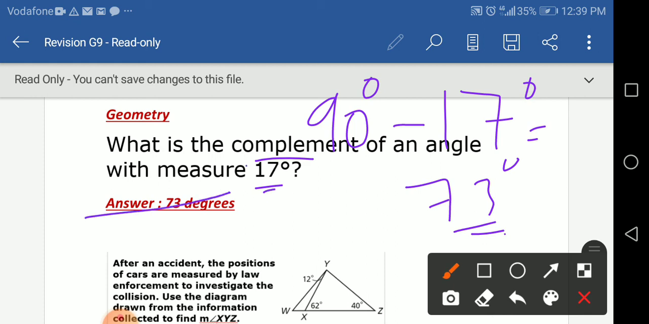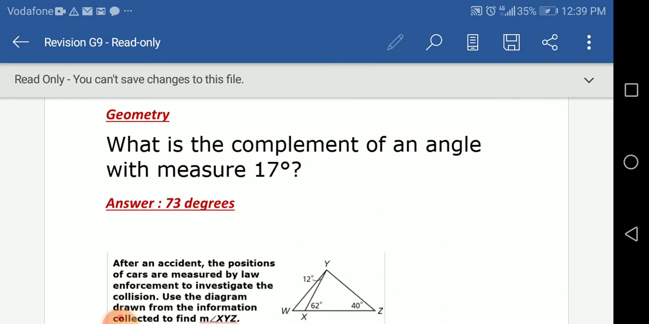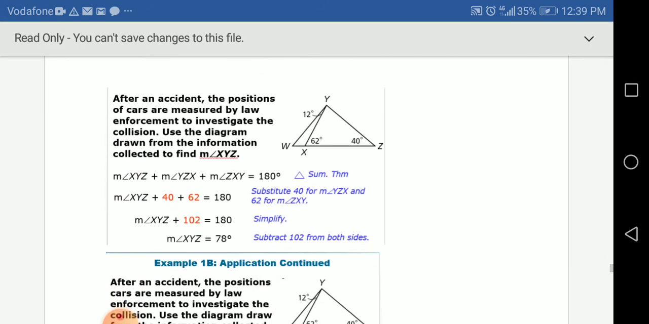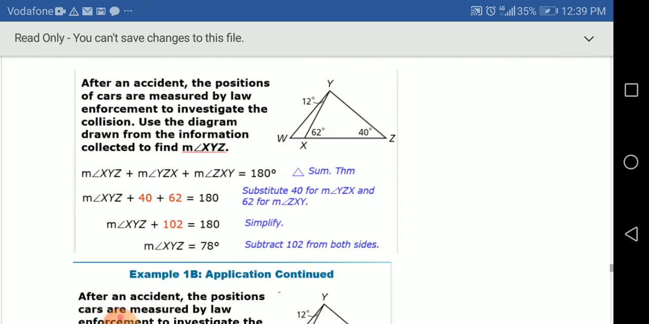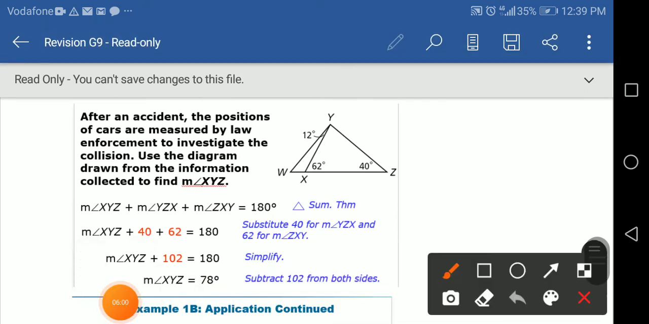What does it mean? When I say complement, the sum of the complement gives me 90 degrees. And if I say supplement, it will be 180 degrees. Let's move to this example. This is an important example. I have here a word problem. After an accident, the positions of cars are measured by law enforcement to investigate the collision. Use the diagram here drawn from the information collected to find the measure of angle XYZ.